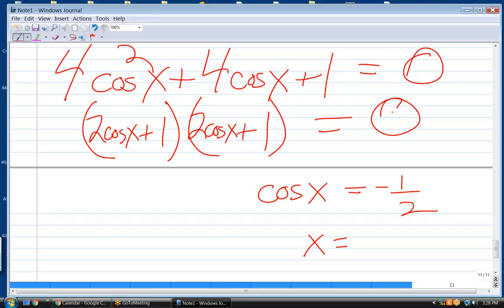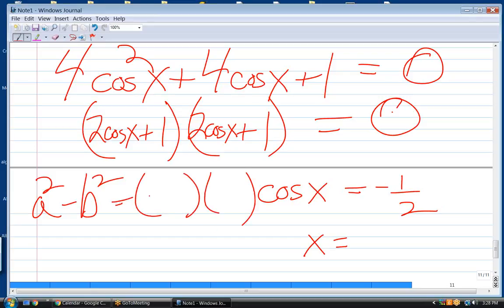Okay. I kind of am a believer in doing things the same way every time. In other words, if I ask you to factor a squared minus b squared, what would you say? I would say a plus b and then a minus b. See, it makes a lot more sense to memorize it this way: a minus b and a plus b. And I'll tell you why.